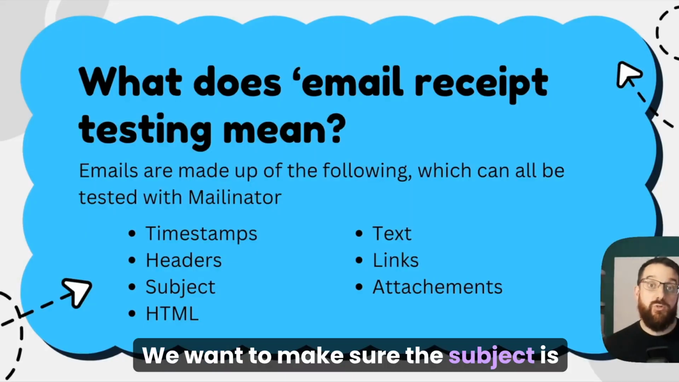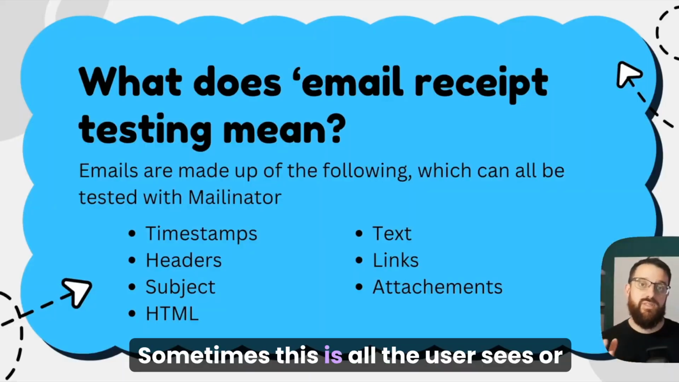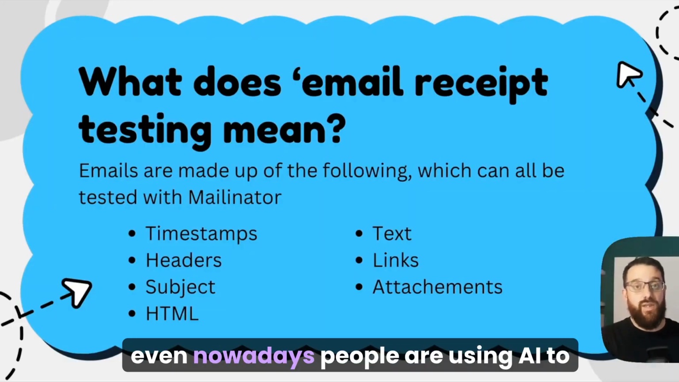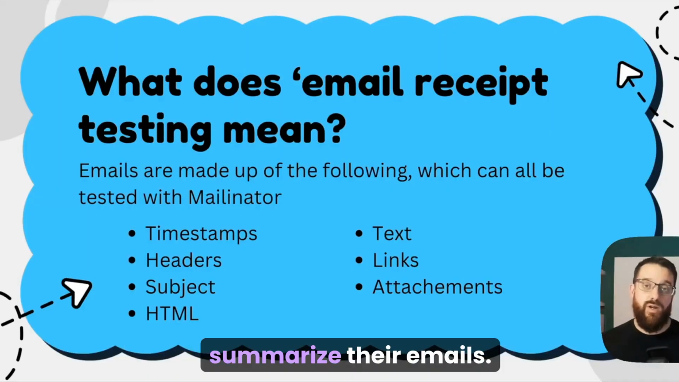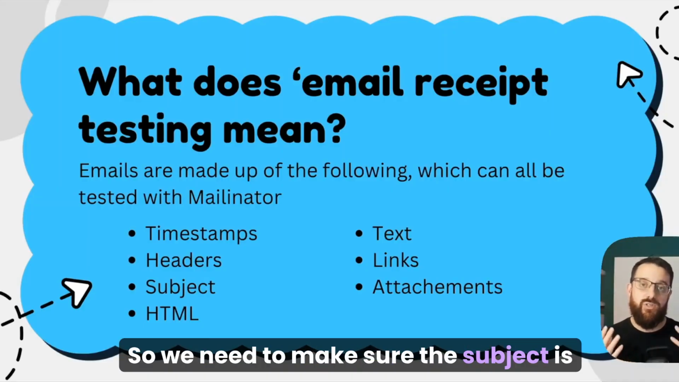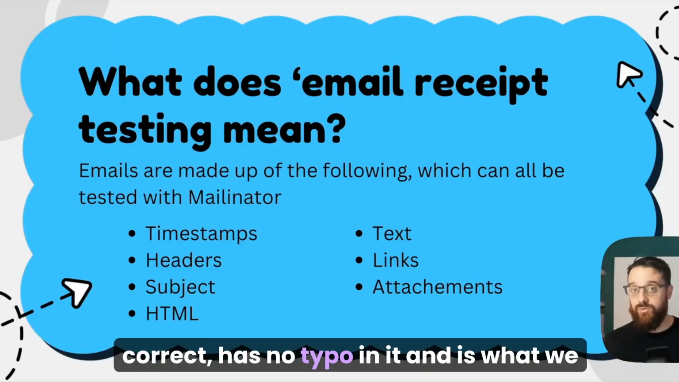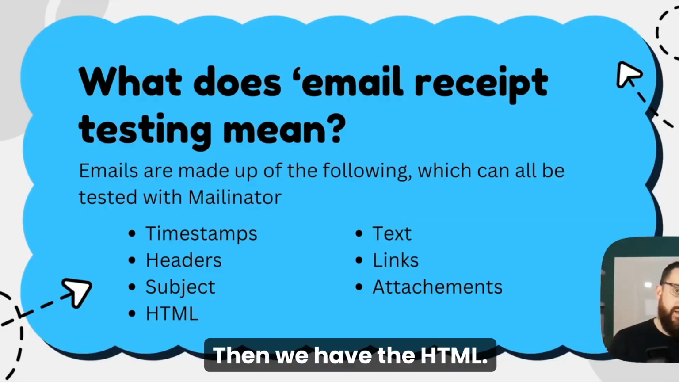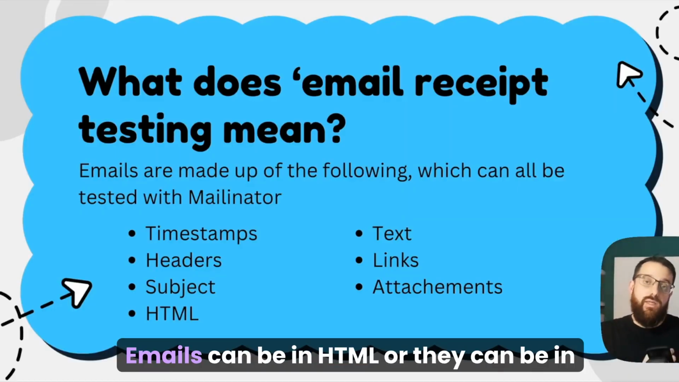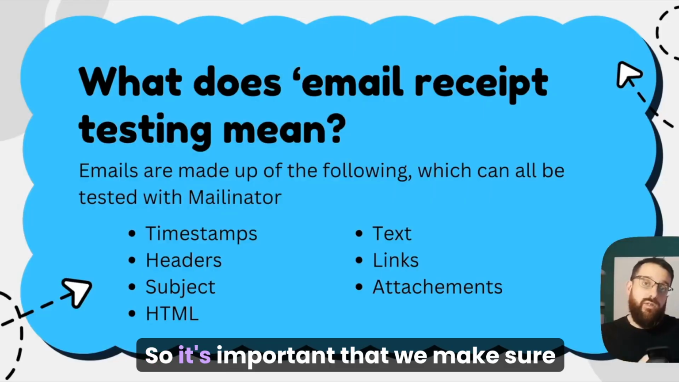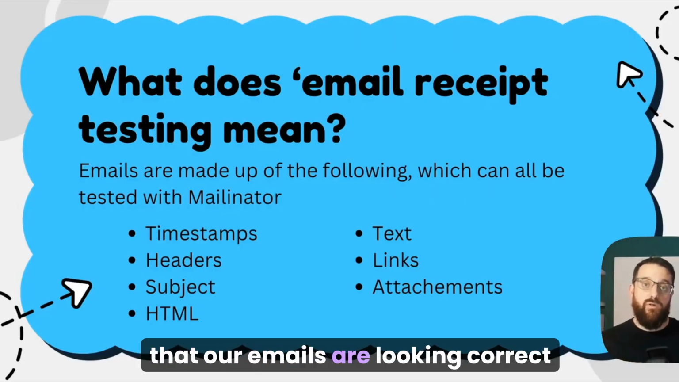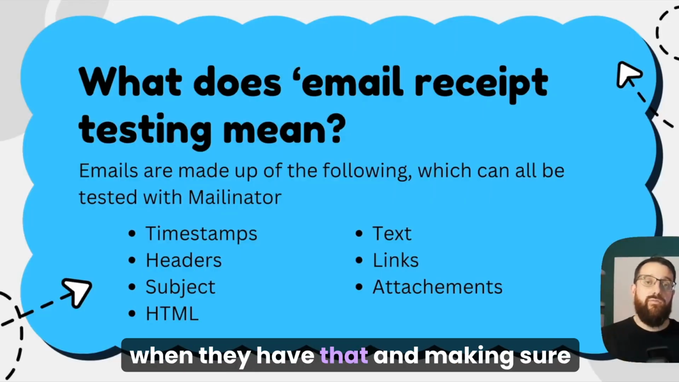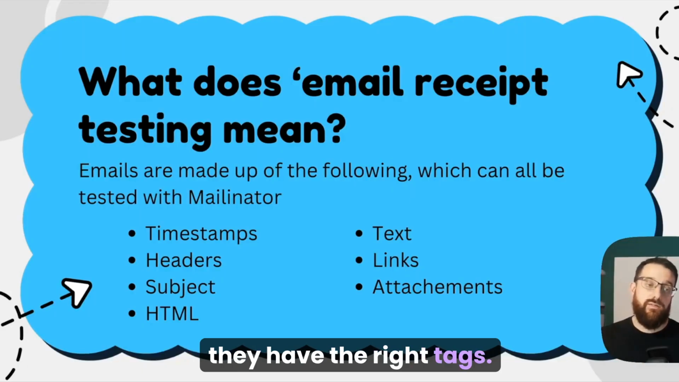We want to make sure the subject is correct, right? Sometimes this is all the user sees, or even nowadays people are using AI to summarize their emails. So we need to make sure the subject is correct, has no typos in it, and is what we were setting in the application. Then we have the HTML. Emails can be in HTML or they can be in plain text. So it's important that we make sure that our emails are looking correct when they have that, and making sure they have the right tags.